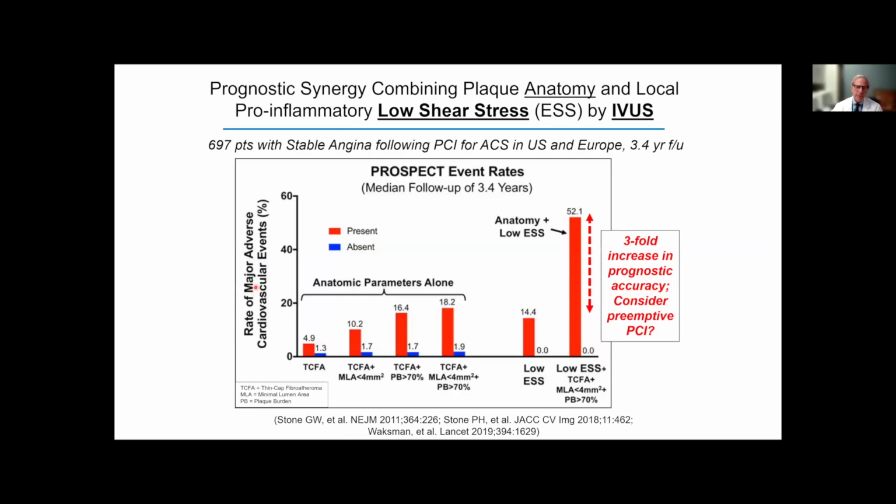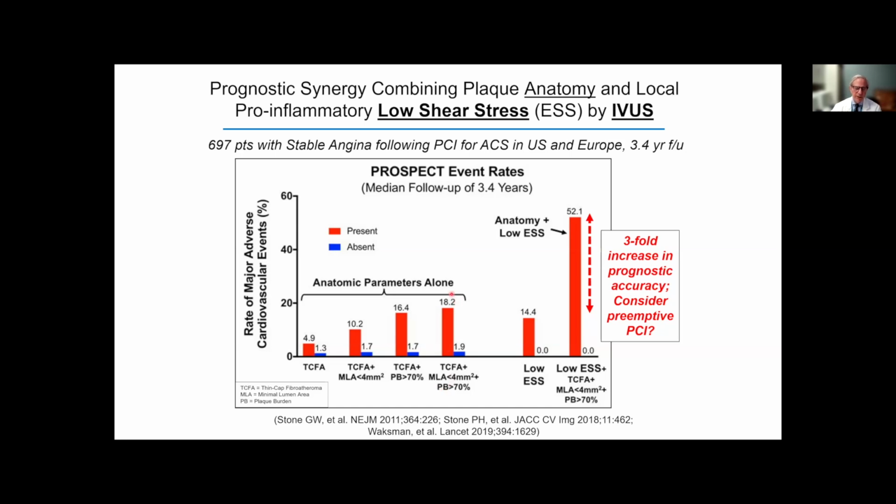And lastly, the addition of these biomechanical shear stress patterns to the anatomic parameters begins to illustrate the idea that if we use combinations of plaque anatomy that's high risk and hemodynamic areas that are high risk, we can achieve far greater prediction than either alone. This is from the same anatomic parameters that Jim showed a few minutes ago from the PROSPECT study, showing that a TCFA with a small minimal luminal area and a large plaque burden is predictive, but only 18% predictive.